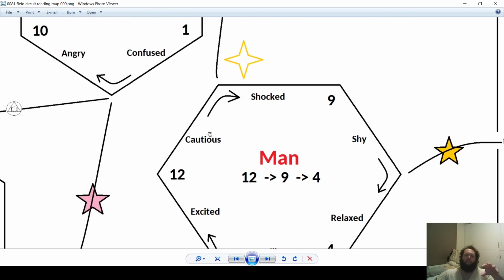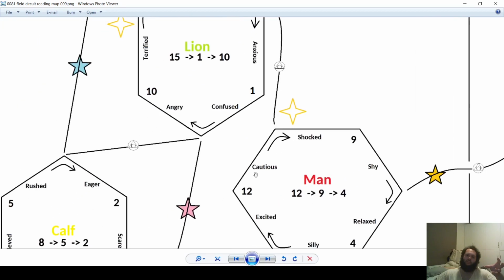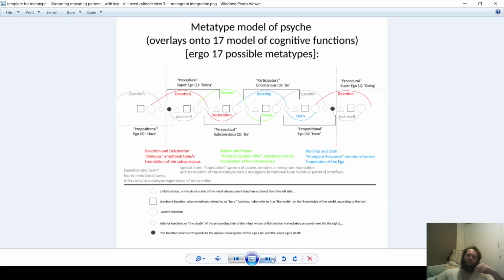If the primary counteroffer of some metagram circuit is cautious, at least one of the emergent response emotional tones will be shocked. There's always essentially, and so they will always be at odds with one another. They will be sort of stuck in that, and this is, I think, a necessary feature.